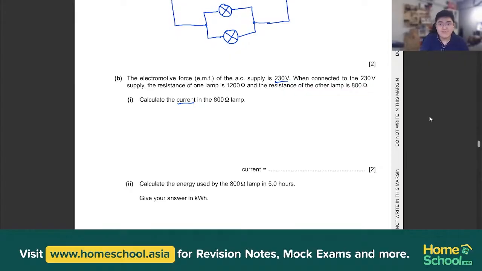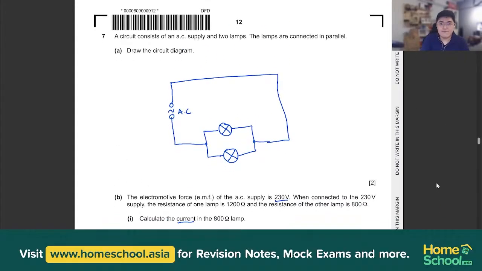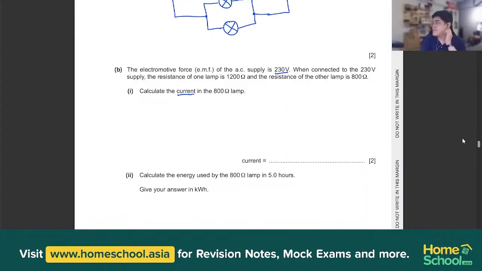Basically, we know that the lamps are connected in parallel. So since they are connected in parallel, both lamps have the same potential difference. So what we can do over here is this. Let's just take a look first.